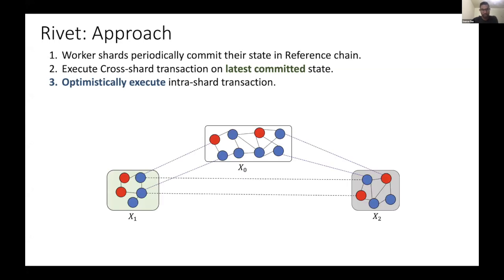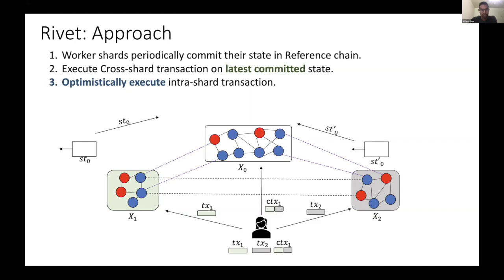So here we have two worker shards X1 and X2 and a reference shard X0. Each worker shard maintains their own blockchain, and they will submit their states ST0 and ST bar 0 to the reference chain. Let's say we have a client with three transactions: two intra-shard transactions TX1 and TX2, and a cross-shard transaction CTX1. The client will submit the intra-shard transactions to the respective shards and the cross-shard transaction to the reference shard. The reference shard will first order the state commitments and also the cross-shard transactions.